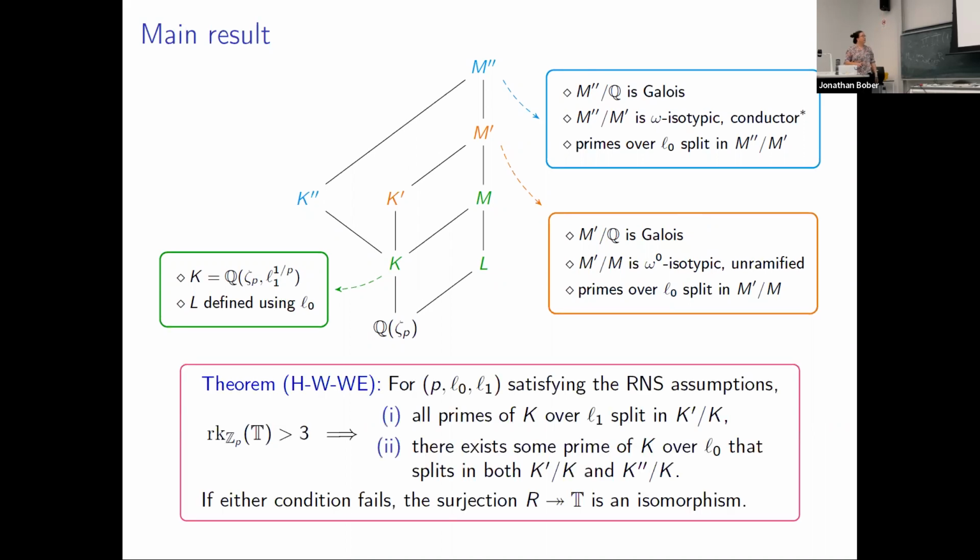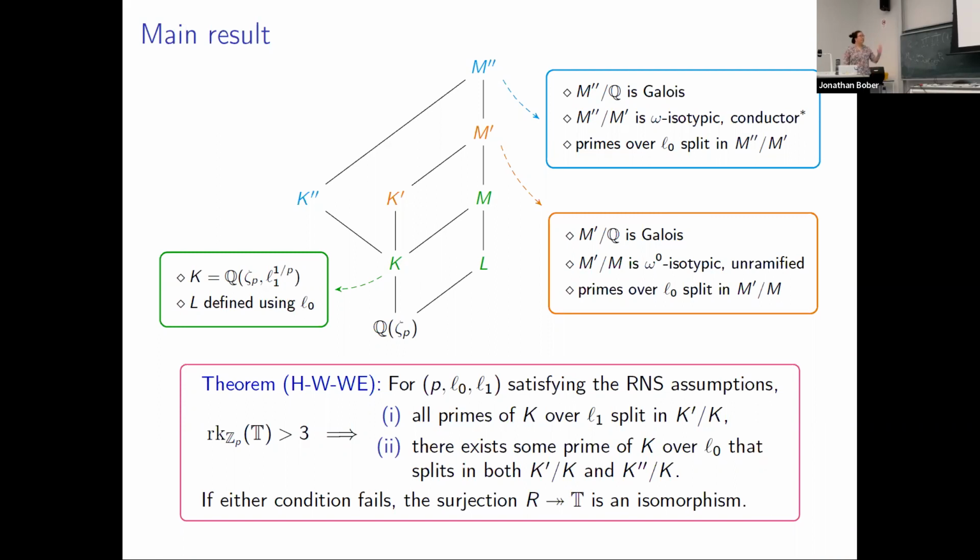And so our main theorem says that if we take P, L naught, L1 satisfying our Rivet new form setting, then if the rank of our Hecke algebra is strictly greater than 3, then the following two conditions hold. All primes of K over L1 split in this first K prime over K, and there exists some prime of K over L naught that splits in both K prime and K double prime. And so in particular, if either condition fails, then this surjection from R onto T is an isomorphism, so that R equals T.